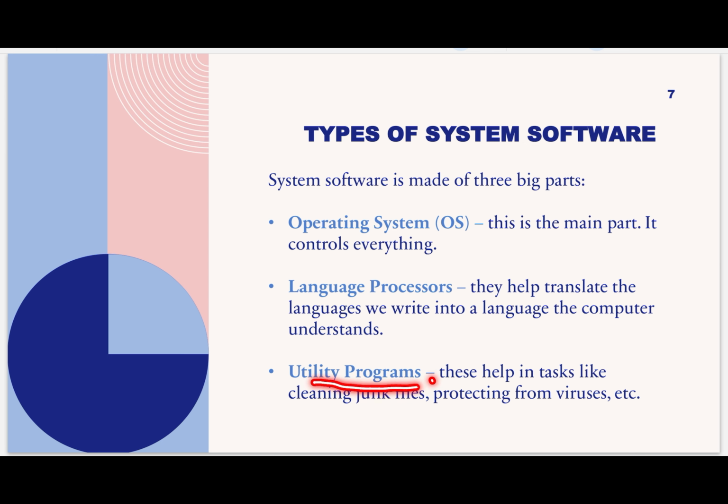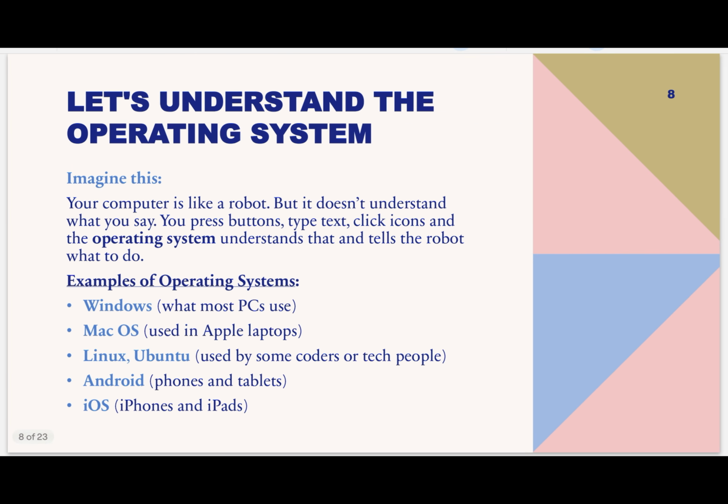And the last one is utility program. These help in tasks like cleaning junk files, protecting from viruses, etc. Means as we say, utility work is remaining, small work which is necessary. These are small work, but these are the main and necessary work. For example, junk files: if files are more, our computer will be slow, correct? Another is protecting from virus. This work we see as not necessary, but these are main, we can say like the backbone, right? These are called utility programs.